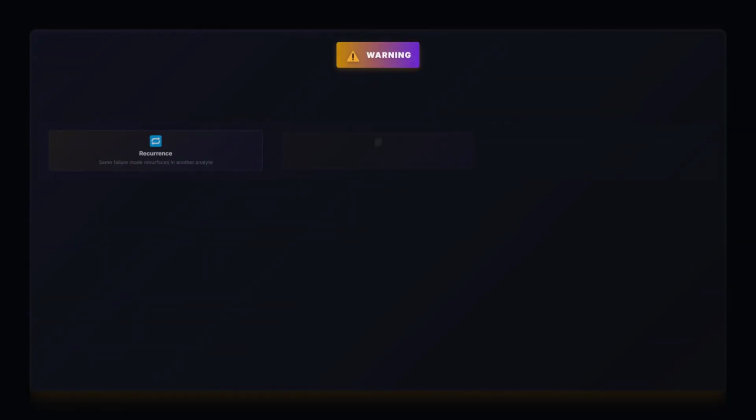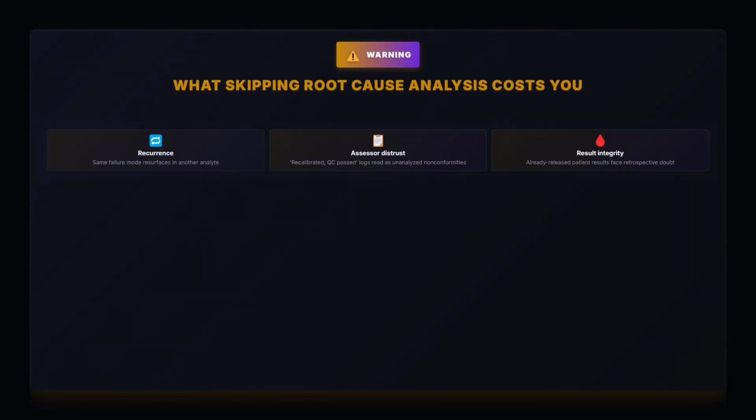Skip the root cause step and here's what compounds. The same failure mode resurfaces in a different analyte next month, patient results already released before the flag get quietly questioned, and your NABL assessor stops trusting your CAPA log altogether, because a log full of recalibrated QC entries with no analysis behind them is itself a red flag.